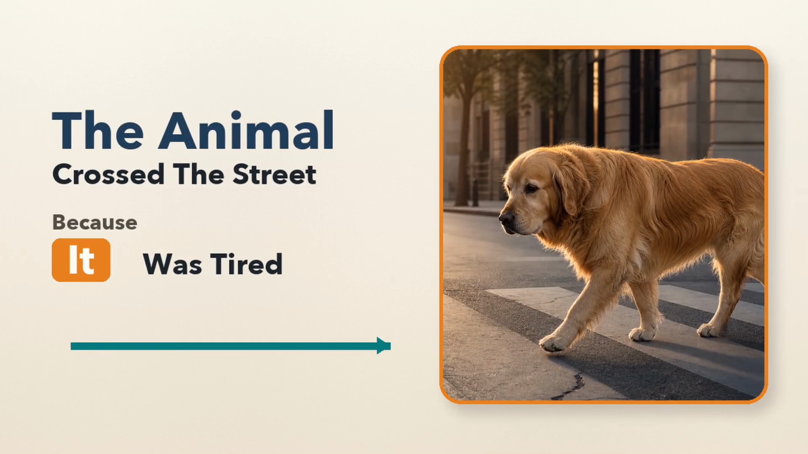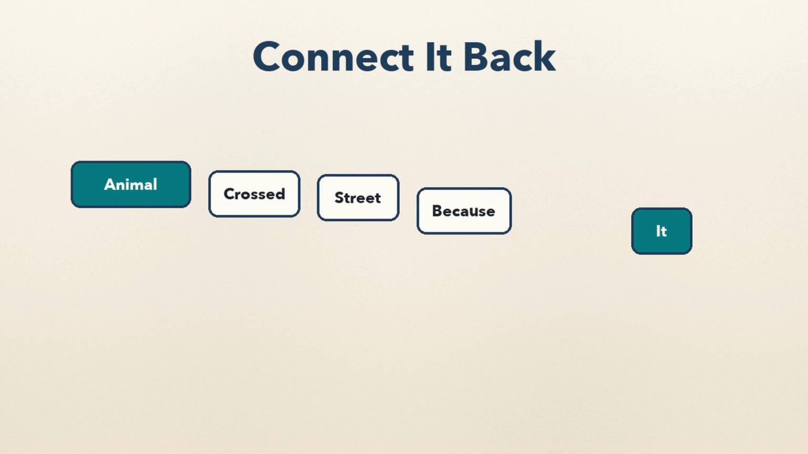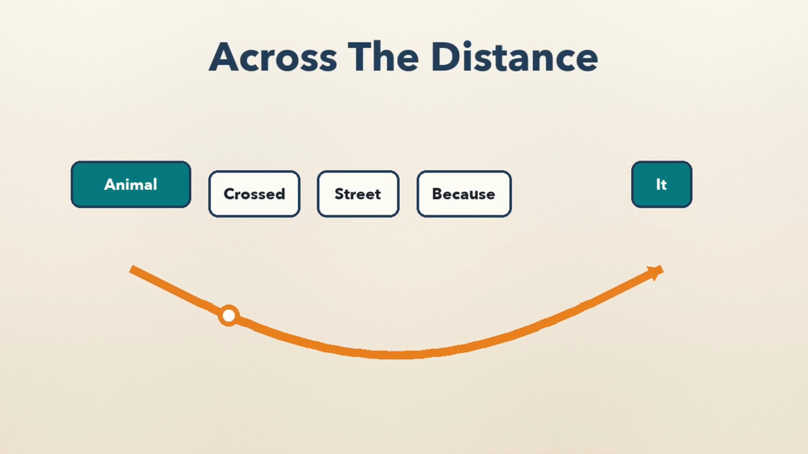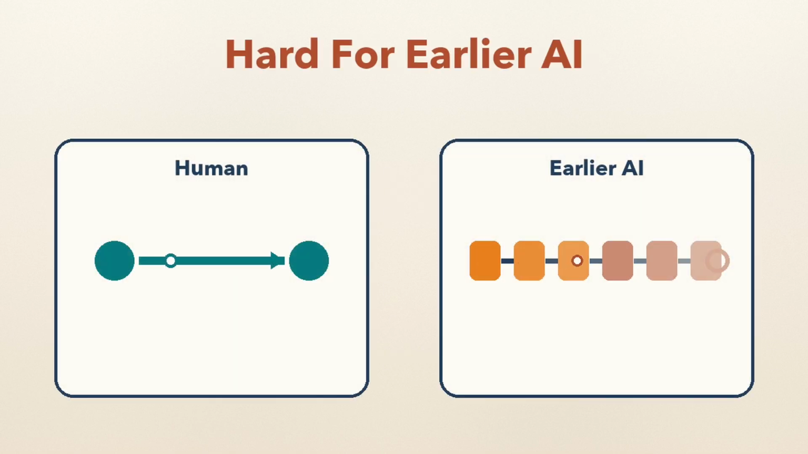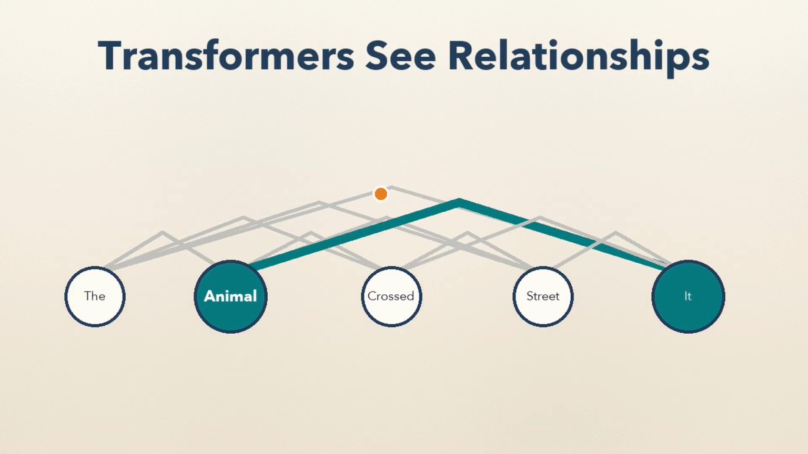Consider the sentence, "The animal crossed the street because it was tired." To understand the word it, you need to connect it with animal, even though several words appear between them. This kind of connection is easy for humans, but it was difficult for earlier AI systems. Transformers changed this by giving AI a better way to study relationships inside a sequence.